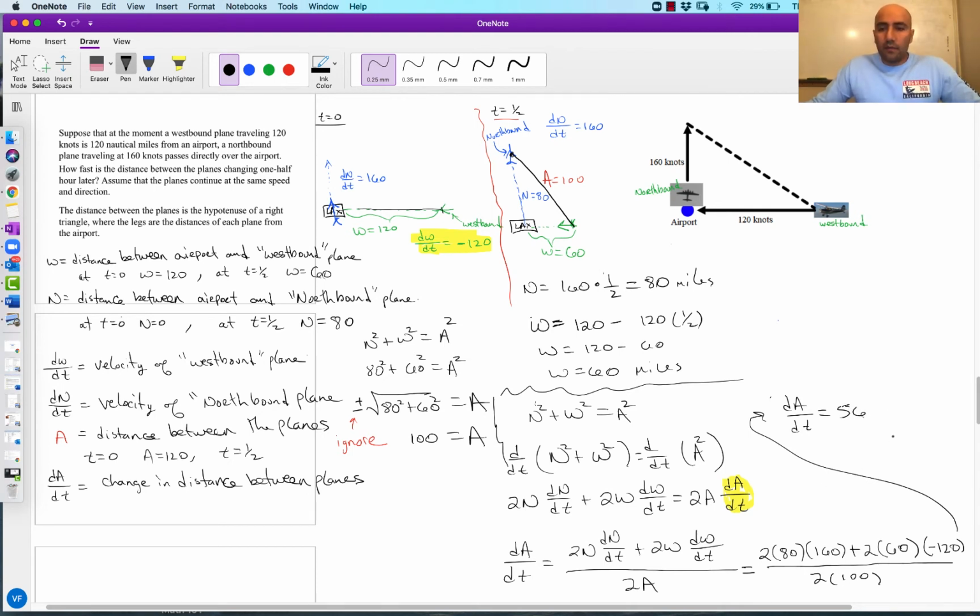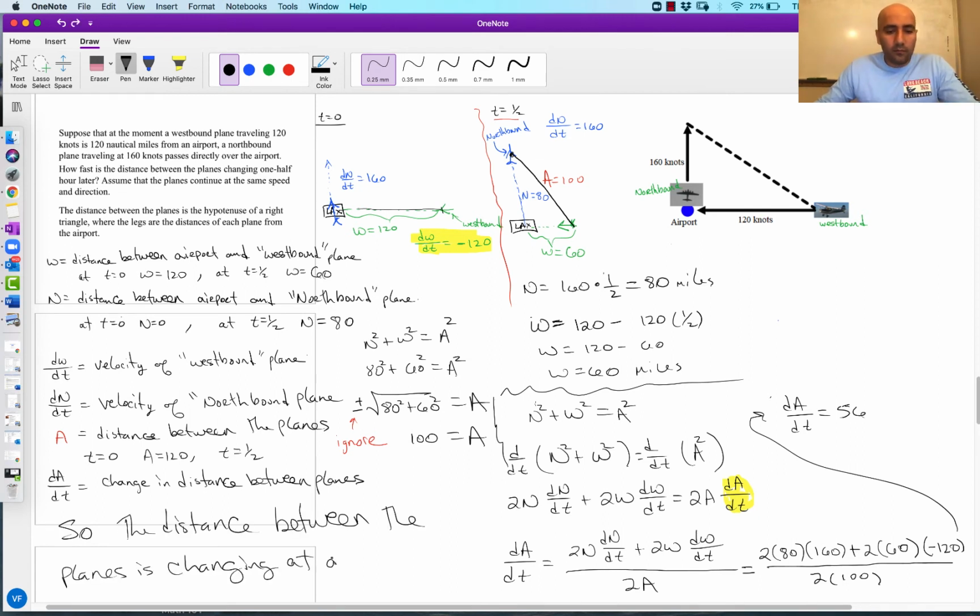Okay, so this means that the distance between the planes is changing. It's increasing, right? Because it's positive. It's increasing at a rate of 56 knots. So let me box that up over here. The distance between the planes is changing at a rate of 56 knots. Good.